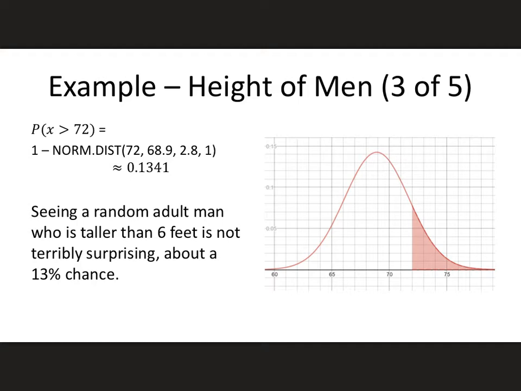And here you can see this problem completely worked out. So what we're saying is seeing a random adult man who is taller than 6 feet is not terribly surprising. There's about a 13% chance.